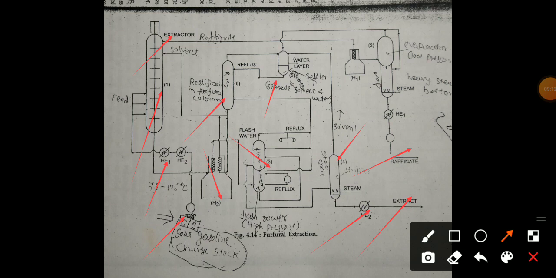The first one, it is heated in H1, starting at the charge stock temperature of 75 to 120 degrees Celsius. Then heat exchanger 1 and heat exchanger 2 pass to the evaporator. Evaporator 2 works at a low pressure, which ensures the removal of solvent contaminated with water vapor. Any heavy stream goes to the bottom portion of the evaporator. Steam stripping in the evaporator facilitates the removal of the last traces of solvent as a solvent vapor steam mixture. This mixture is cooled in a settler drum. Number 5 is the settler.